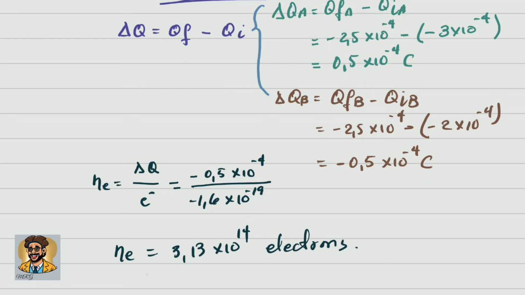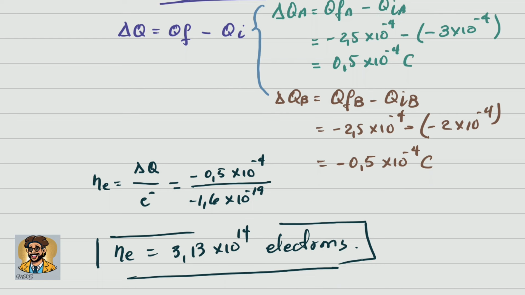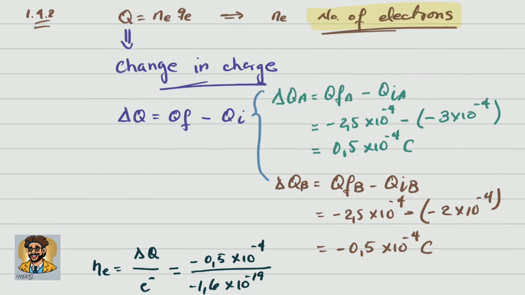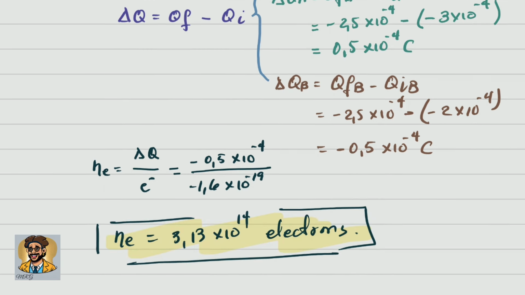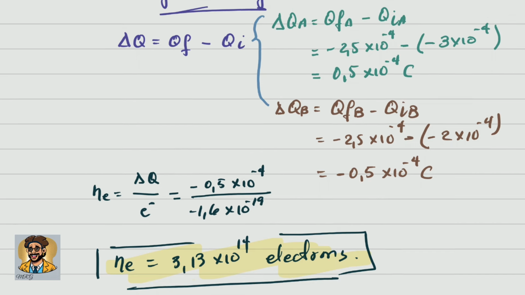So this is the number of electrons that were transferred during the process. I think this could be a little bit complicated and important. This is a grade 10 question. So if you are in grade 11, you may forget. If you are in grade 12, it's even longer time ago. So this is how we calculate the number of electrons that were transferred during the process.